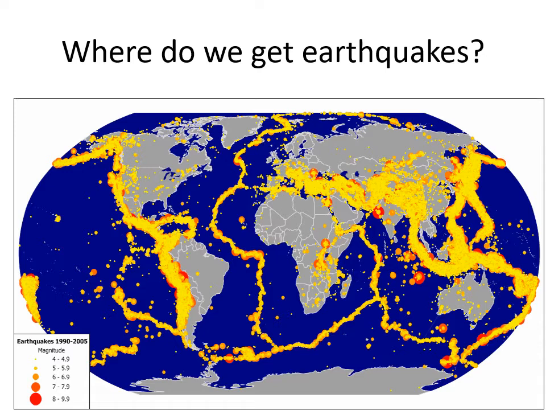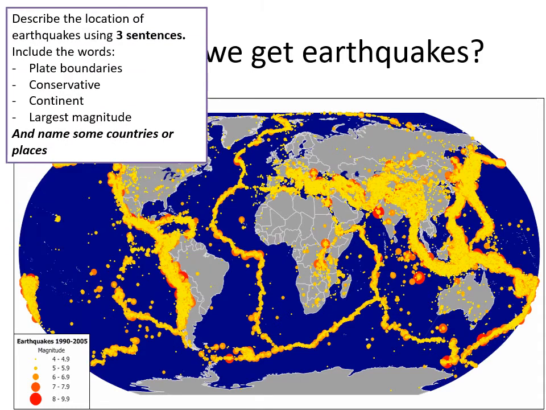If you're working online, it might be a good idea to copy and paste a picture or screenshot this map of where earthquakes occur. I'm sure the first thing you'll notice is that they tend to be on the plate boundaries. And what I would like you to do is to describe the location of earthquakes using 3 sentences or 4 about what's happening on this map. So I'd like you to think about where they are happening, plate boundaries. Maybe you might think of conservative plate boundaries, you might think of constructive plate boundaries, you might think of destructive plate boundaries. They all have earthquakes.